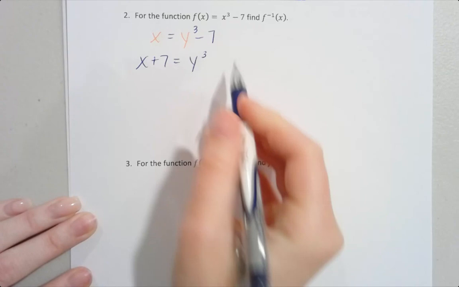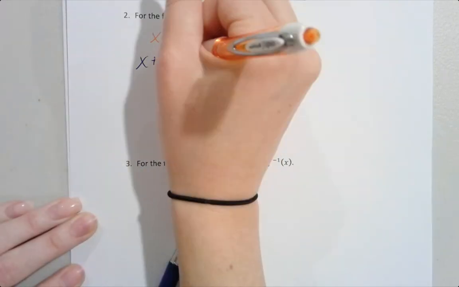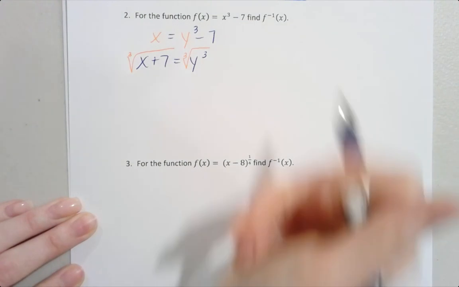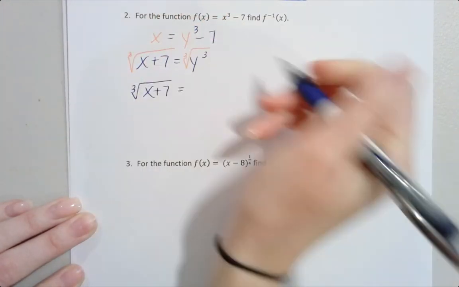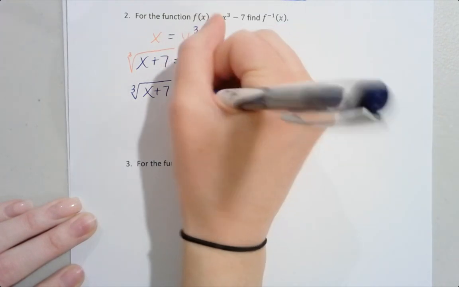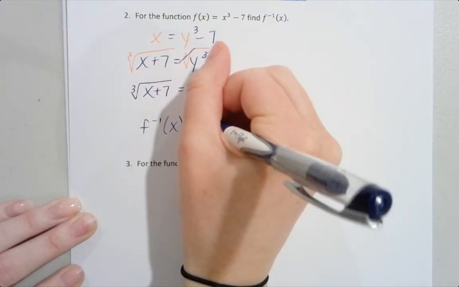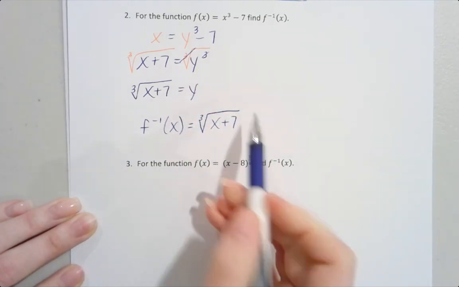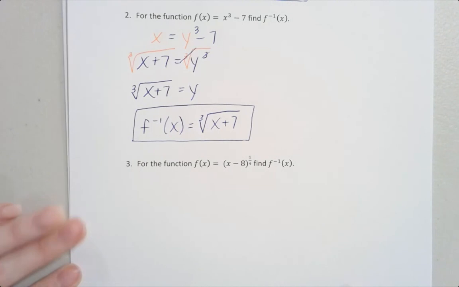And here we are again. What is the opposite of cubing? Cube rooting. So we're going to cube root both sides. Make sure you get that entire expression underneath. So we've got the cube root of x plus 7 is equal to, these guys cancel, y. So we're just going to write that in function notation. F inverse of x is equal to the cube root of x plus 7. Make sure you extend that radical symbol over the entire expression.